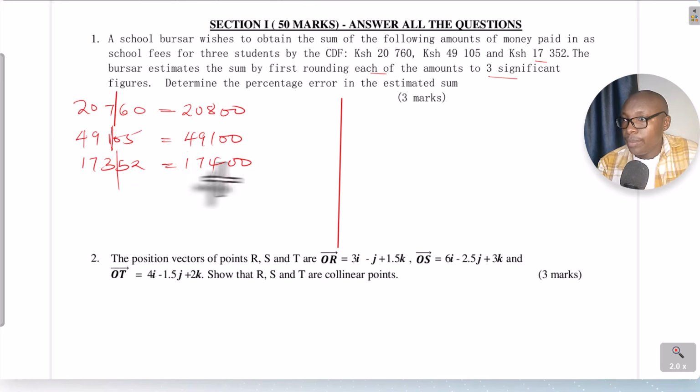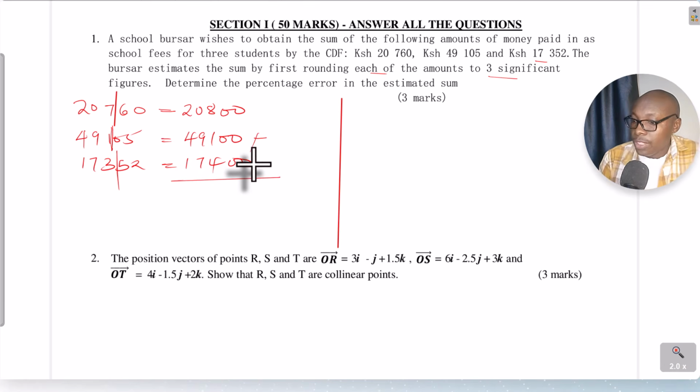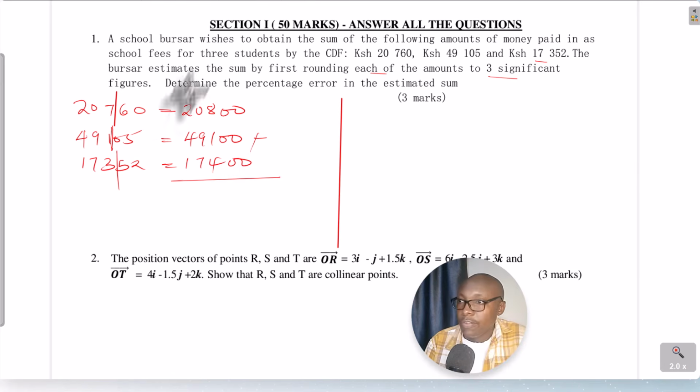So now we get the sum of these. You simply add: 20,800 plus 49,100 plus 17,400. So this one gives 87,300. That is the new one.